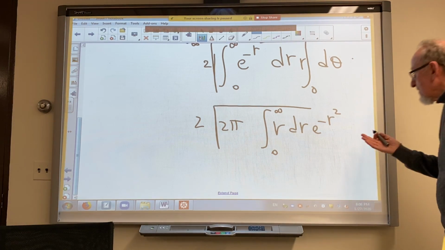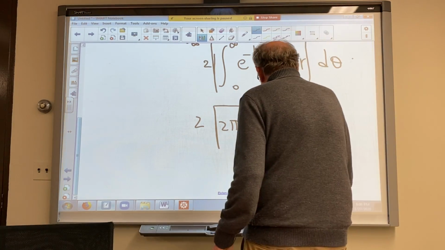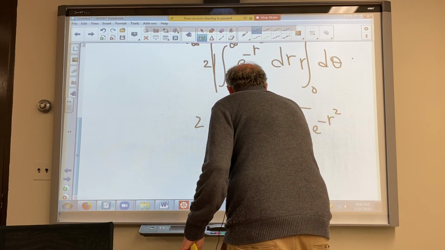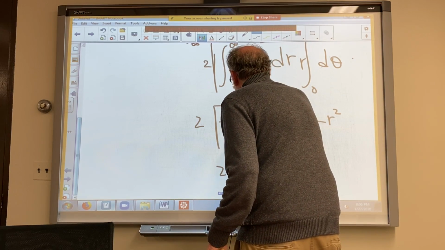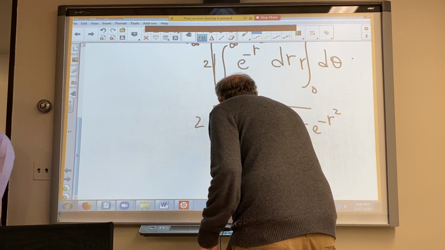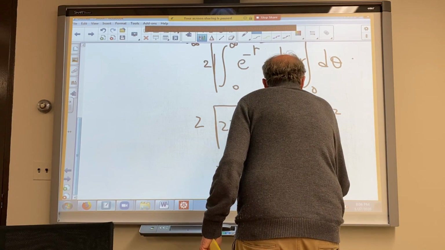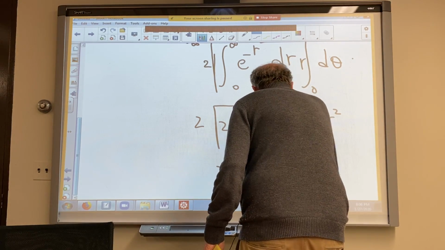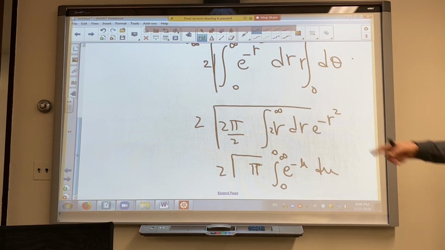Now, r squared, call it u again, and say that this is 2 over the square root of 2 pi. I put here a 2, and I remove a 2 here, and I get the square root of pi, and I get the integral of e to the minus u du between 0 and infinity. Something I did wrong, because I shouldn't have gotten the factor 2. The 2 should have gone away.